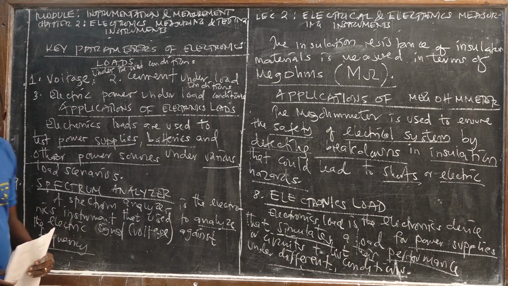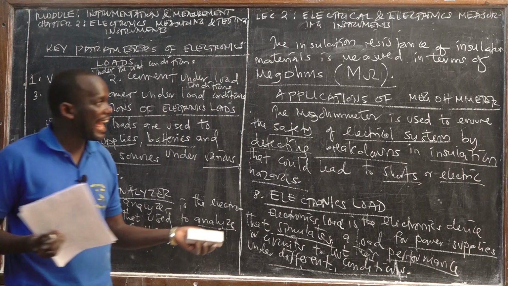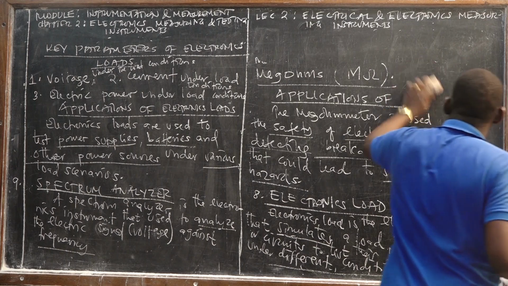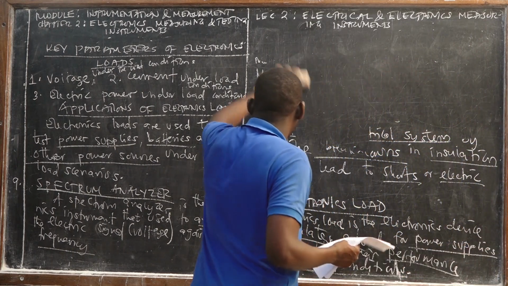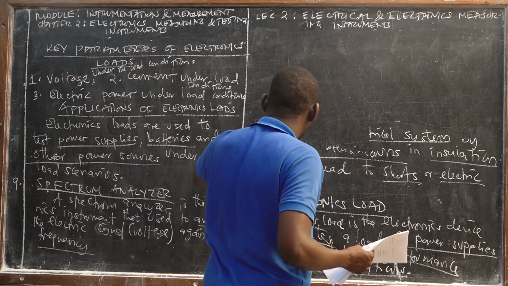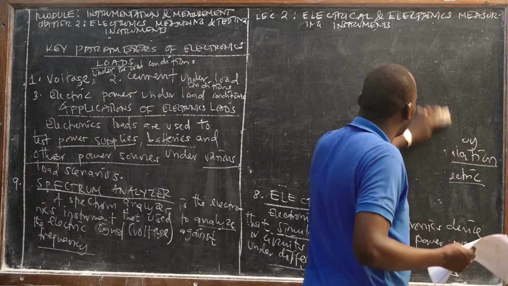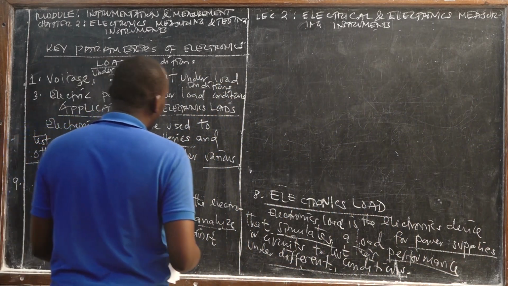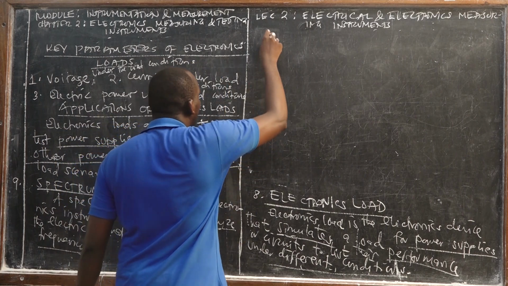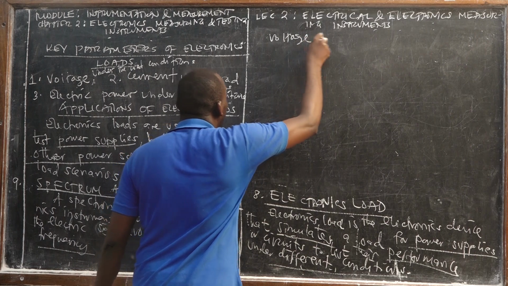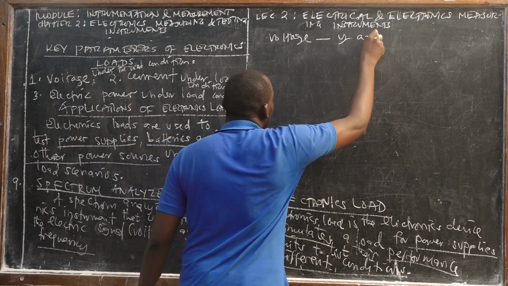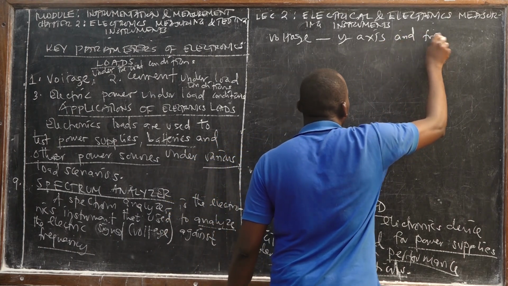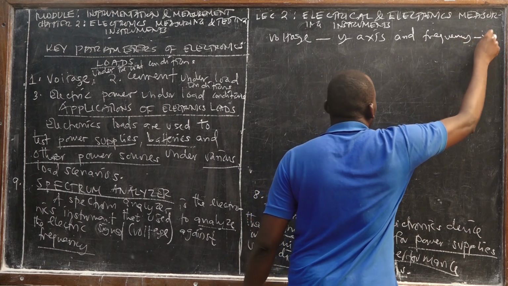So this is the very important instrument that does analysis by using the waveform. It's used to analyze electric signals, especially by using the parameter called voltage against the frequency. So in a spectrum analyzer, voltage will be presented on the y-axis, right? While frequency will be represented on the x-axis.